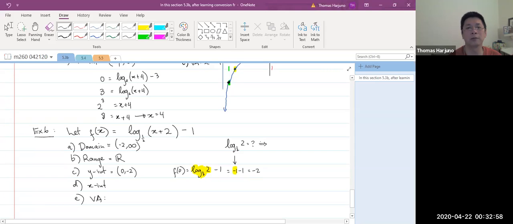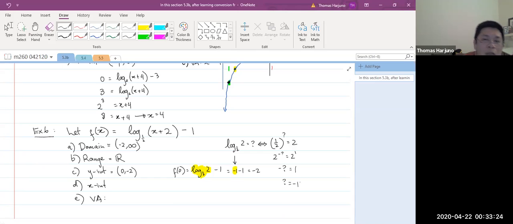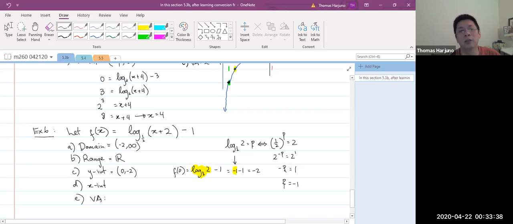That implies 1/2 to what power equals 2? So that's 2 to the power of -what equals 2 to the 1. So -what equals 1. What is -1? Okay, I wanted to use x, but I don't want to confuse you with the other x that we have. Maybe we use b, let's say, or p. And you can see that p is -1, right?